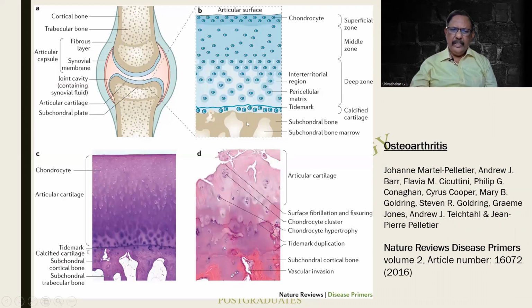So compare this with this, or rather this with this. So you will understand which is normal. Thanks to Nature Reviews and all the authors for this wonderful picture. I think if you do understand this, it will solve half our problems.